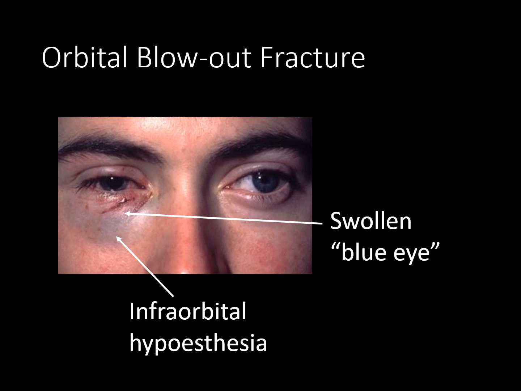And then you can take the back of your pinky, or you can take a wisp of cotton wool or a cotton bud, and just lightly stroke over the cheek on both sides, and then you ask the patient to compare the sensation. And with the orbital blowout fracture, because of the fact that the infraorbital nerve can be damaged, they often have infraorbital hypoesthesia. In other words, over this area below the eye and over the cheek, they don't feel skin sensation when you lightly touch on the skin.